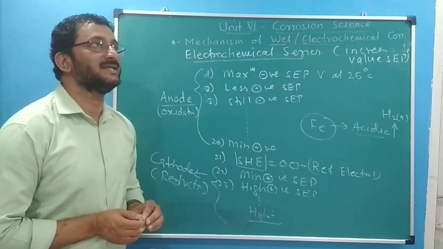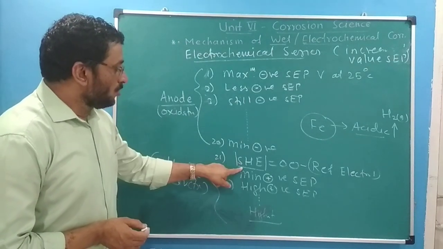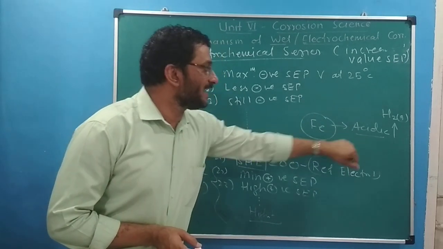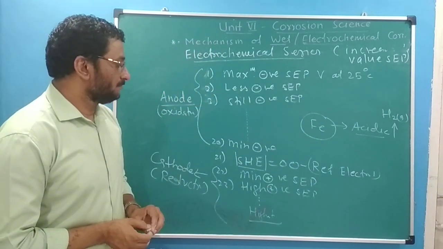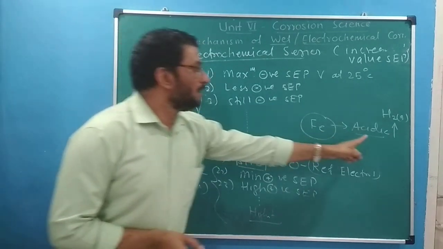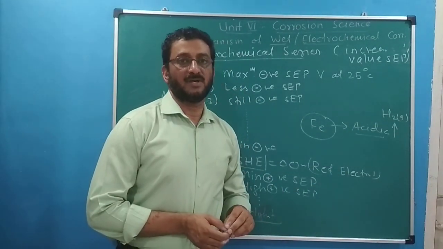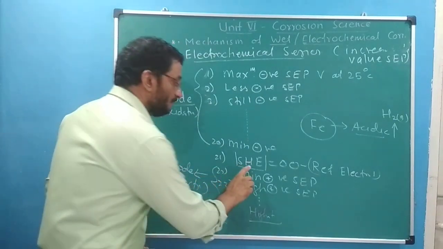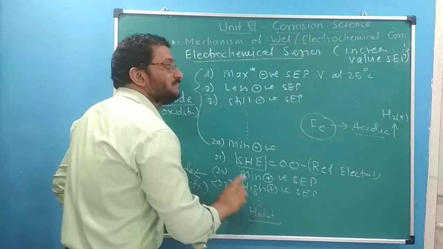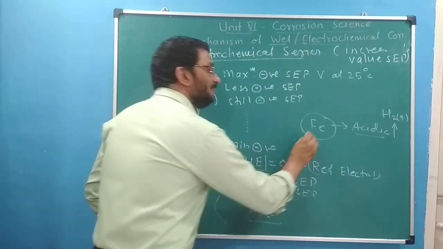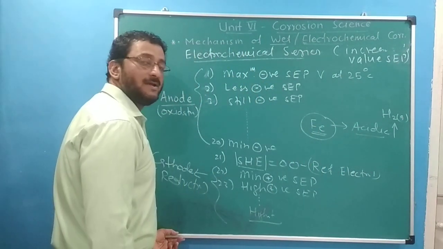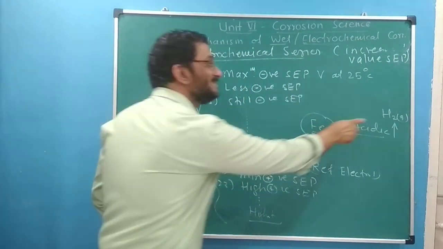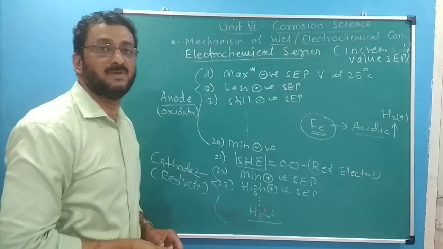Who shows that type of mechanism? All the elements placed above hydrogen, when exposed to acidic medium, will undergo corrosion, which will be observed by liberation of hydrogen gas. So their potential is more. They have more potential than the standard hydrogen electrode. So when they are exposed to acidic medium, there is a dissolution, there is a decay. But during that process, they liberate hydrogen. They take out hydrogen from the medium.